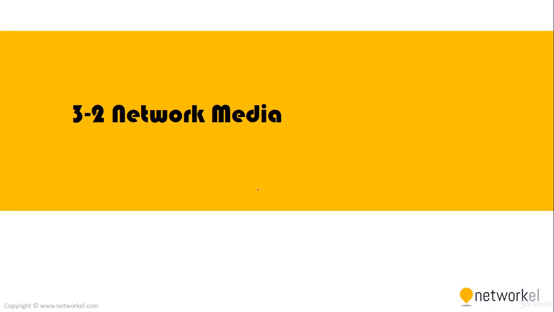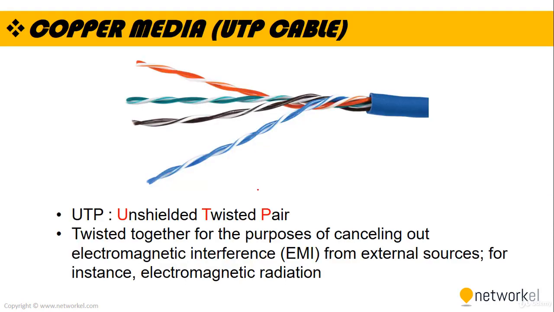Let's move forward with the network media. Network media refers to the communication channels used to interconnect nodes in a computer network. Typical examples of network media include coaxial cable, copper twisted pair cable, and fiber optic cables used in wired networks, and radio waves used in wireless data communication networks.